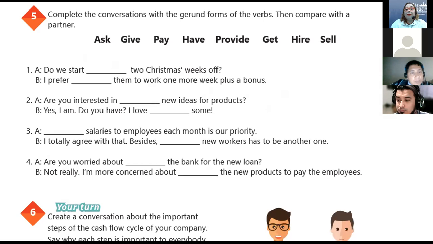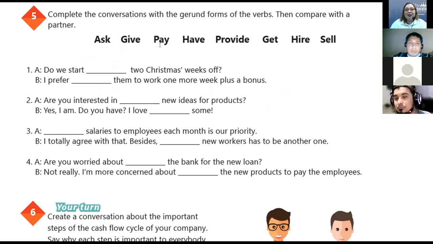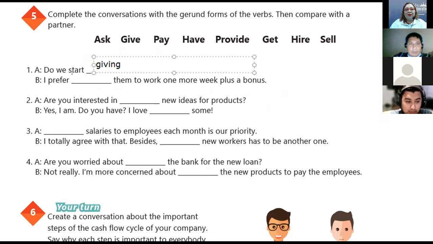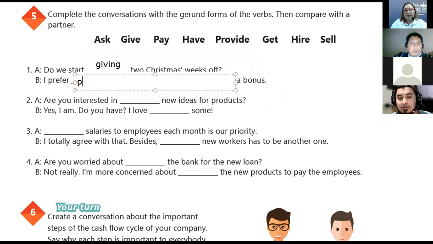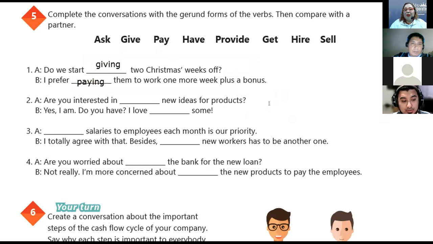Hello. Yes. Do we start giving to Christmas week off? Okay, and then letter B. I prefer paying them to work one more week plus a bonus. Okay, everybody agrees? Good, yes. Right?